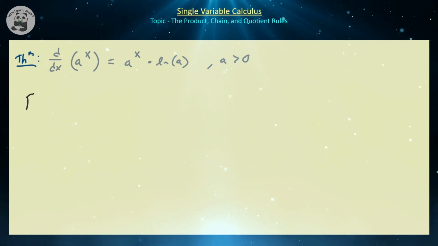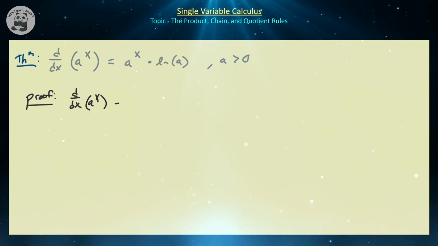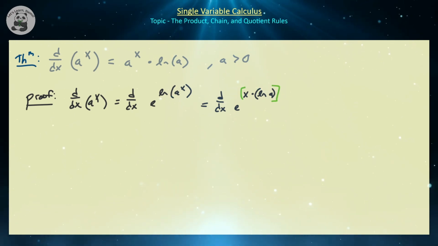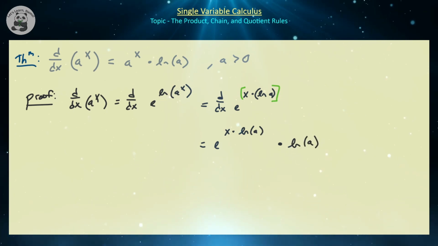So let's just do a quick proof. And again, we're going to be using a similar trick just like the generalized power rule, and we're going to be using the chain rule to help us. So the derivative of a to the x is equal to the derivative of e to the natural log of a, to the power of x. That x can be brought down, so we're going to have the derivative of e to the x times the natural log of a. Keep in mind the natural log of a is just a constant, therefore that is just a linear function. So via the chain rule, the derivative of e to the something is going to be e to that something, and then the derivative of that linear function is just going to be the slope of that line, which in this case is just going to be the natural log of a.